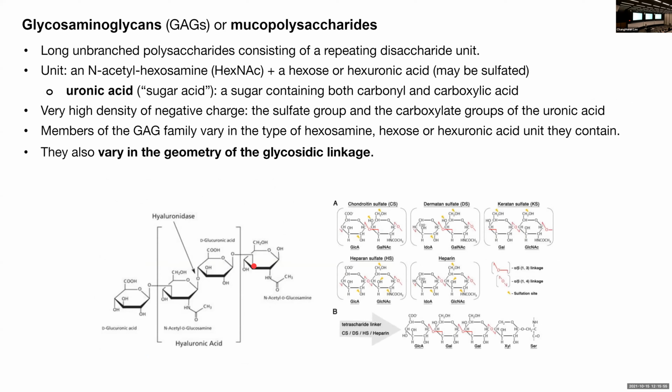And we're basically discussing all different kinds of polysaccharides here. This is, again, a quite important polysaccharide, which is called glycosaminoglycans, or GAGs, also known as mucopolysaccharides. So those are basically all the same thing. They are long, unbranched polysaccharides consisting of repeating disaccharide units.